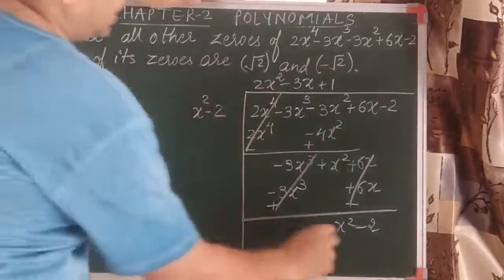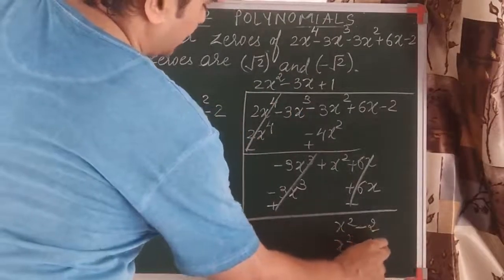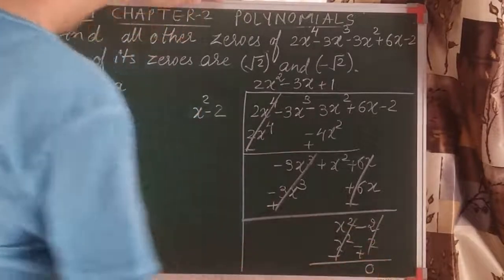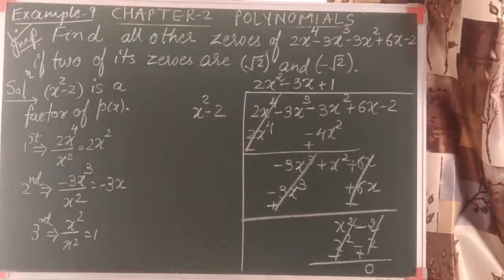1 multiplied with any term gives the number itself. So x square minus 2. Again the sign has to be changed. We'll obtain 0 as a remainder. As we discussed earlier, we'll obtain 0 as a remainder.